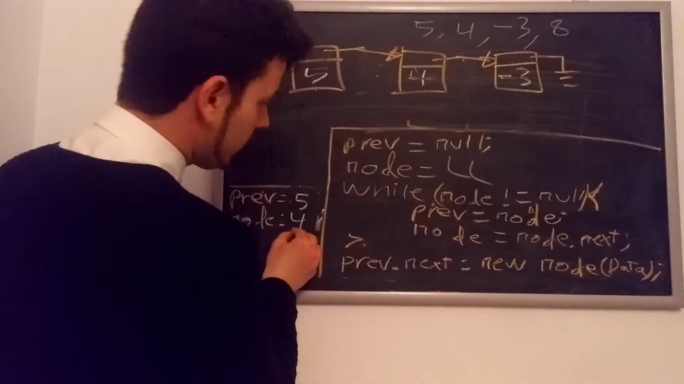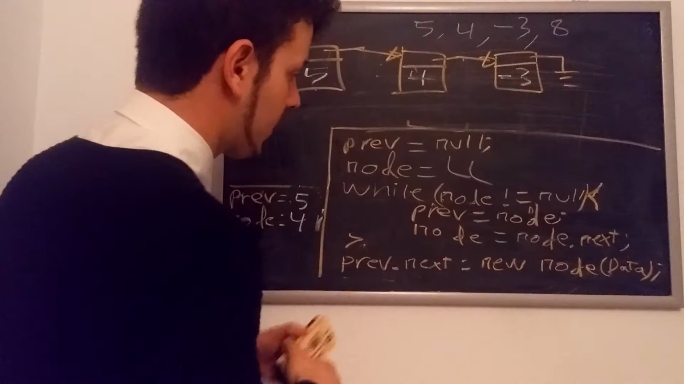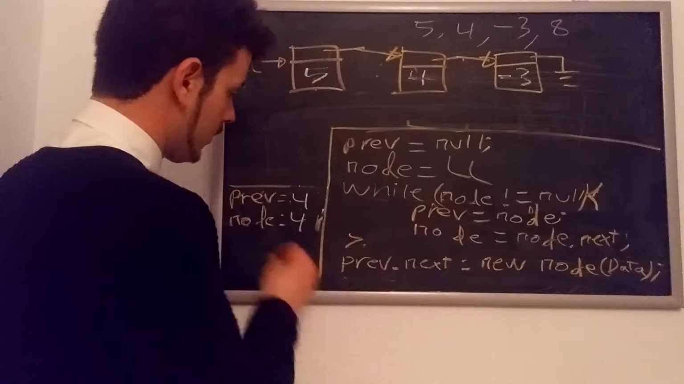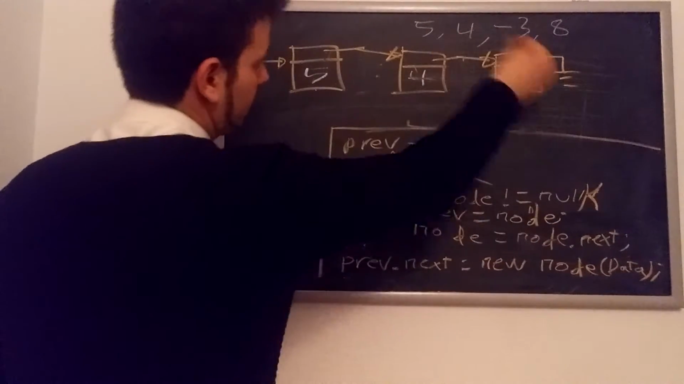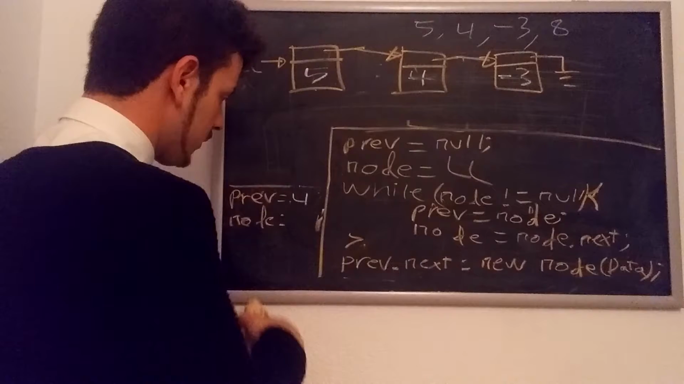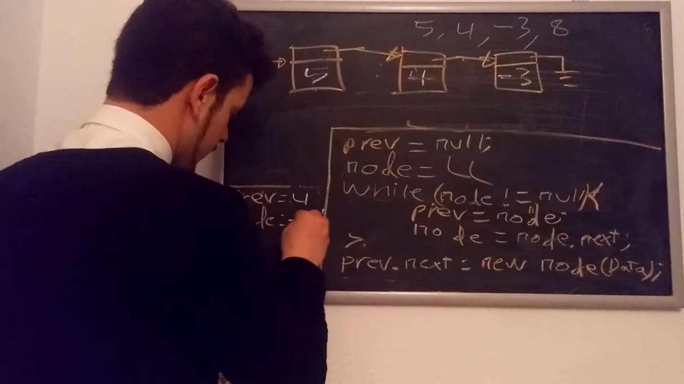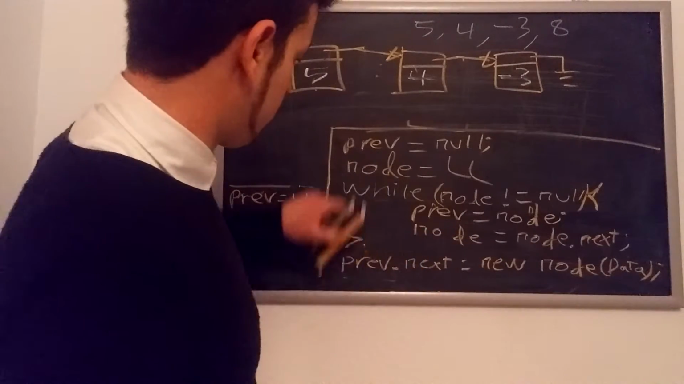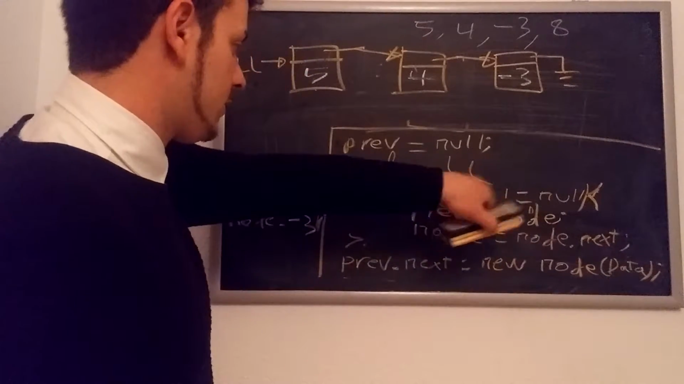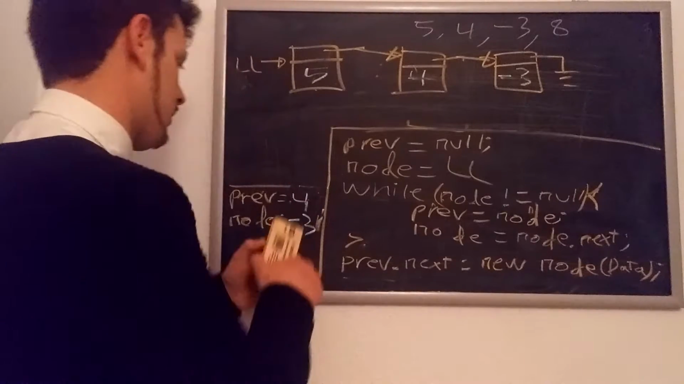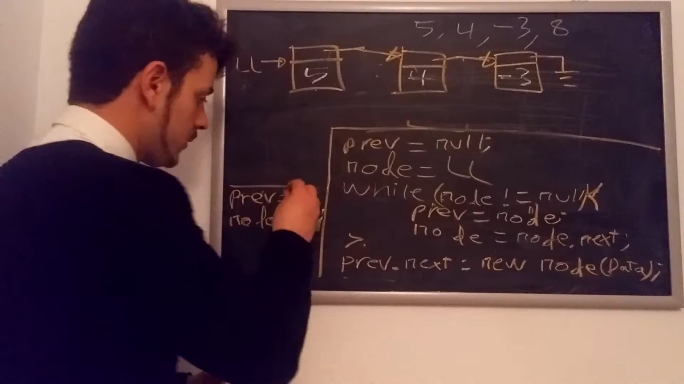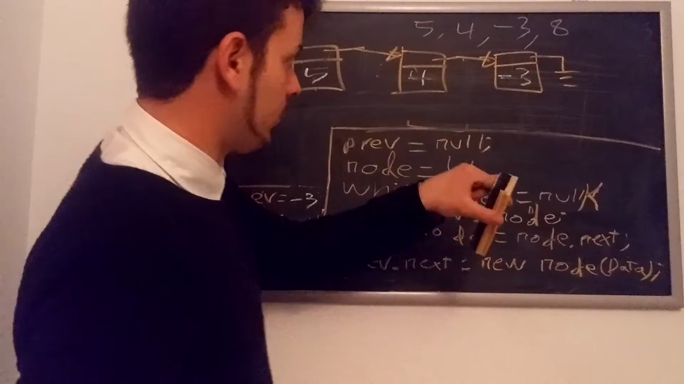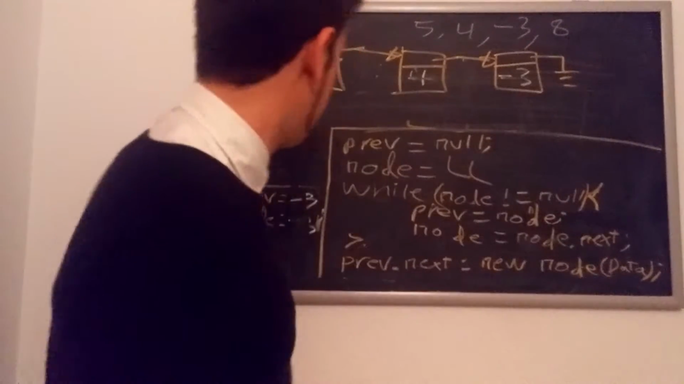Node is different from null, so we do the same thing again. Prev equals node. Prev is now 4. Node equals node next. Next one to the 4 is -3. We redo the check, node different from null, so we do the same thing again. Prev equals node. Node equals node dot next. The next one to -3 is null.